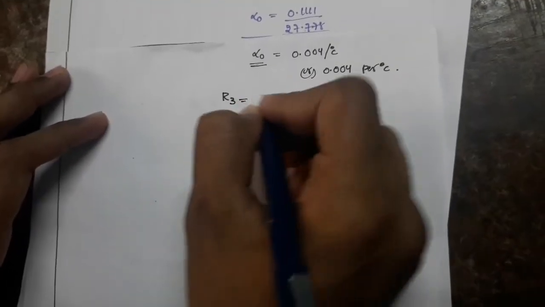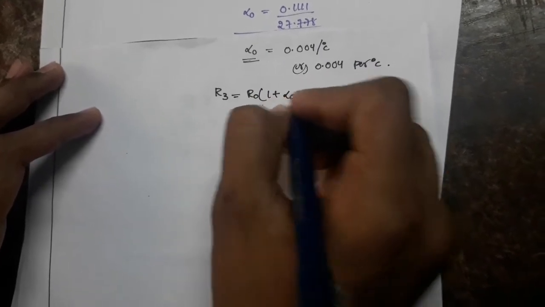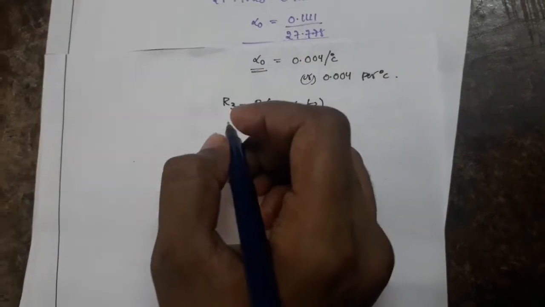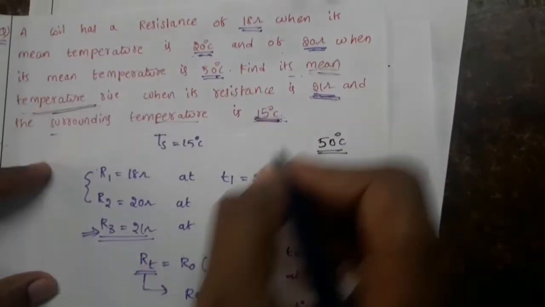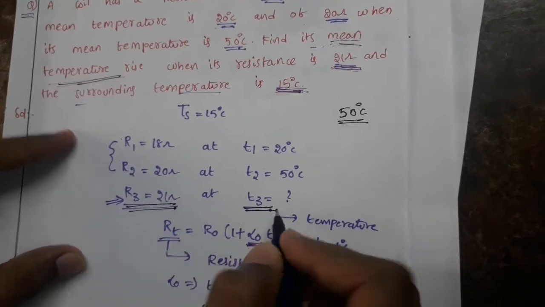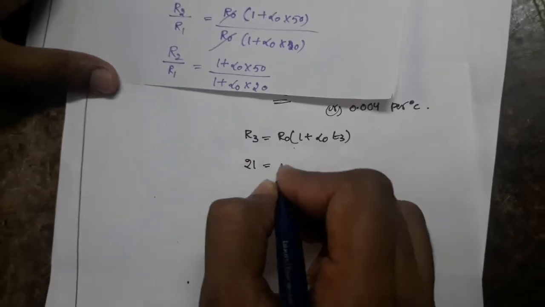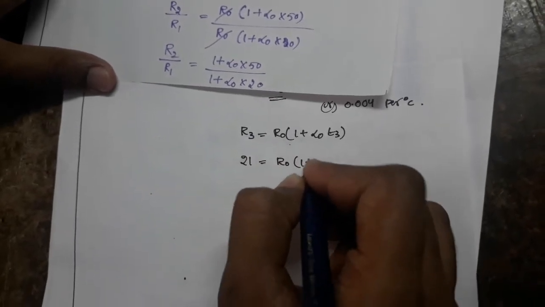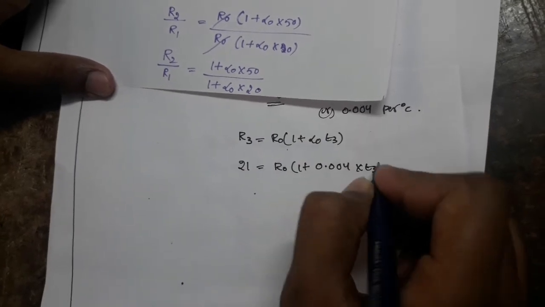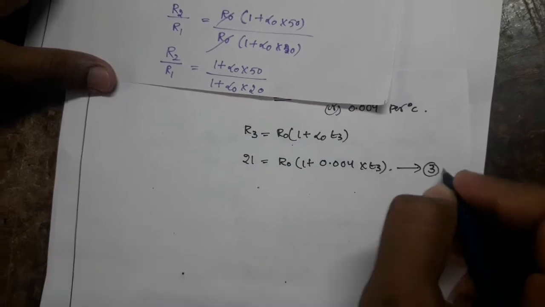So we know R3 equal to R naught into (1 plus alpha naught into T3). From the question, R3 equal to 21 ohms. We have to find T3. So 21 equal to R naught into (1 plus 0.004 into T3). I am taking this as equation 3.